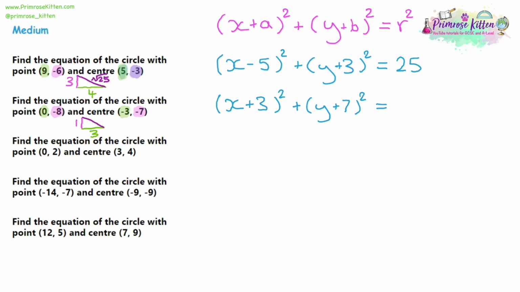So using Pythagoras' theorem, 1 squared plus 3 squared is 1 plus 9, which is 10. So the hypotenuse, the radius, is the root of 10. But we don't want the radius, we want the radius squared. So we just write in 10 for the final answer.